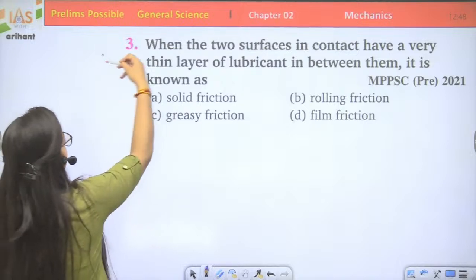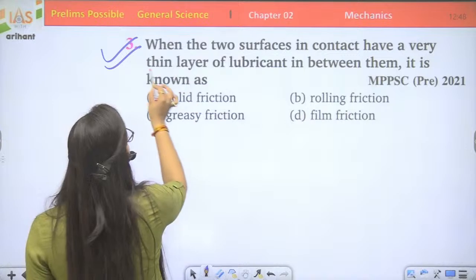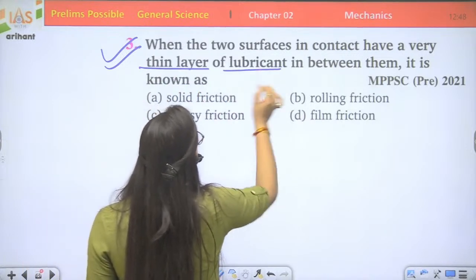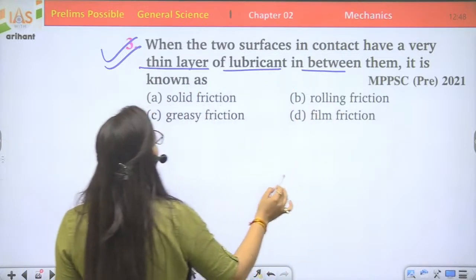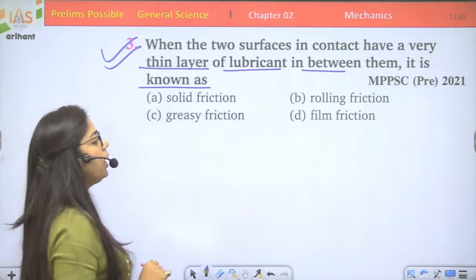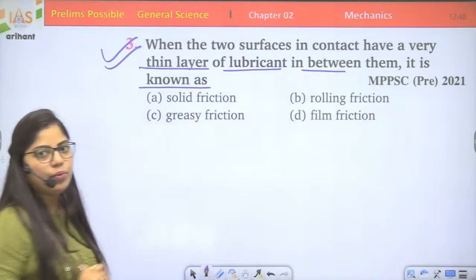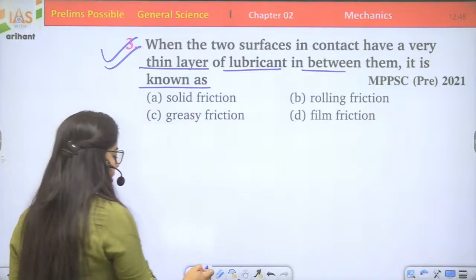Next question, question number 3. When two surfaces in contact have a very thin layer of lubricant in between them, it is known as solid friction, rolling friction, film friction, or greasy friction. Which one will be the right answer here?